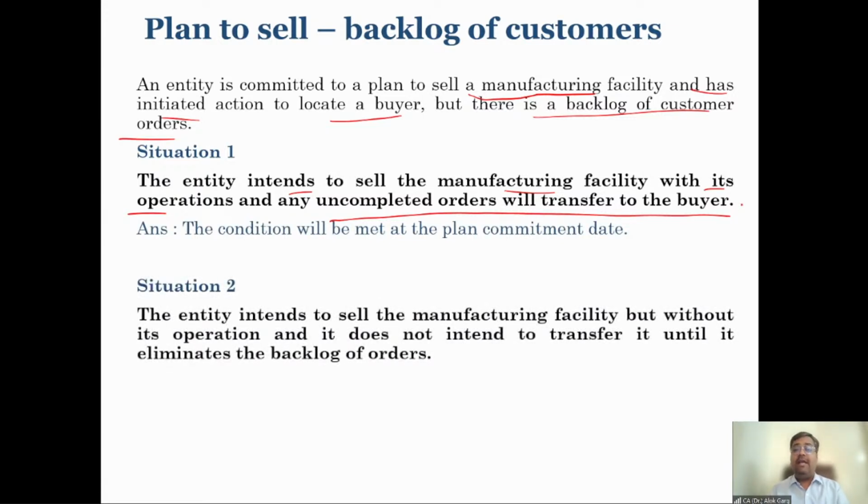Situation number 2: the entity wants to sell the factory but without its operation, and it does not want to transfer it until it eliminates the backlog of the orders. It is saying that the entity wants to sell the factory but without its operation, and it does not want to transfer the orders to the buyer of the factory. It wants to clear the orders first, and only then sell the factory.